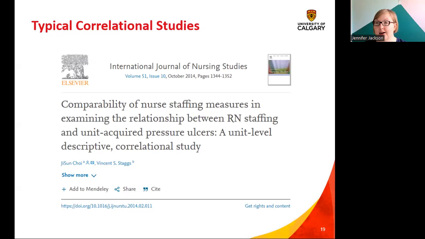But this also gives us an indication that, okay, if we're having a high number of pressure ulcers in an area, maybe we'll want to think about what our staffing looks like. Is the staffing adequate? So that's how a correlational study can apply to our practice or our workforce decisions when we're looking at how we provide nursing care.